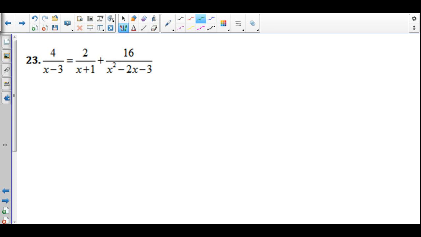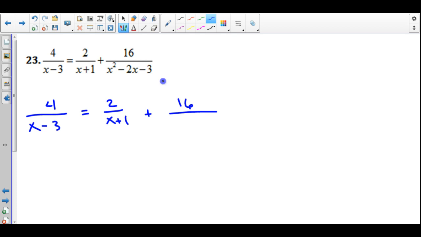Last problem, this one's going to work out pretty similar as well. I'm going to bring down my first fraction as 4 over x minus 3. I'm going to bring this down as 2 over x plus 1. And then I will need to factor. My factors of negative 3 that add up to negative 2 are going to be x minus 3 times x plus 1. So notice that this third one contains the denominators from the first two fractions.